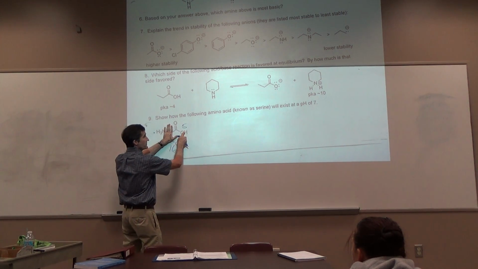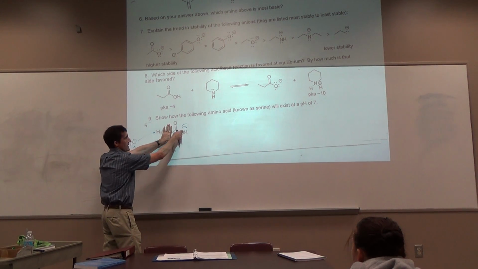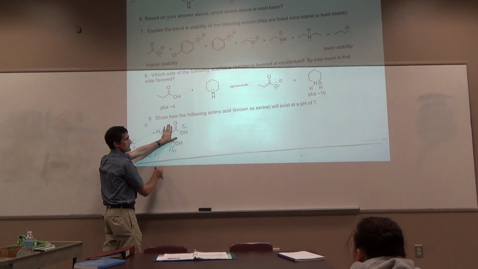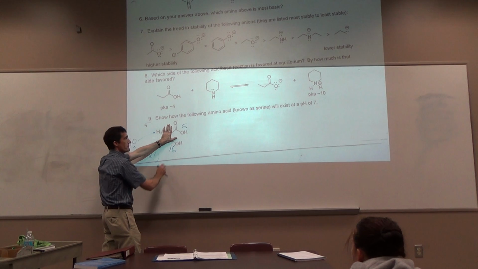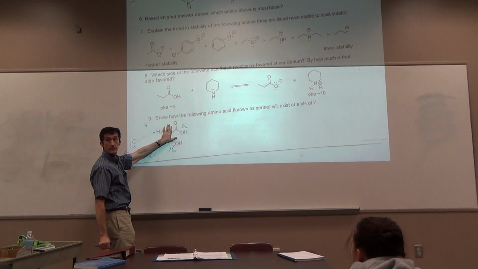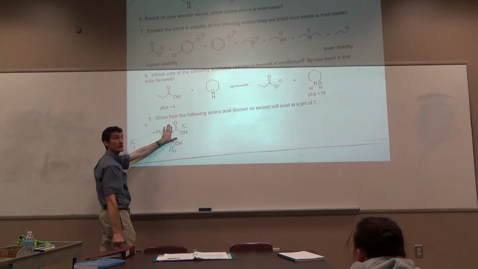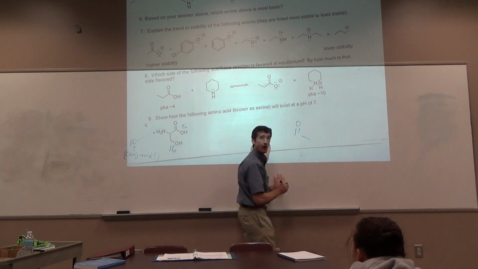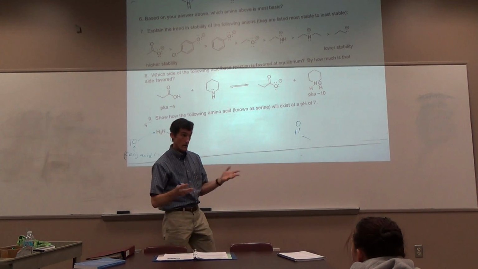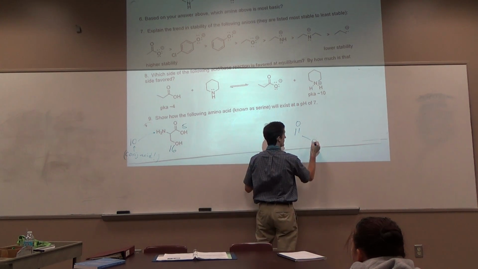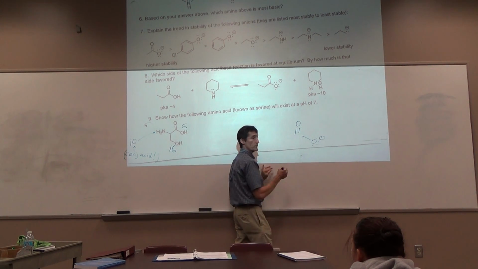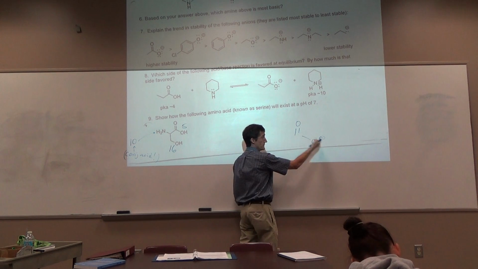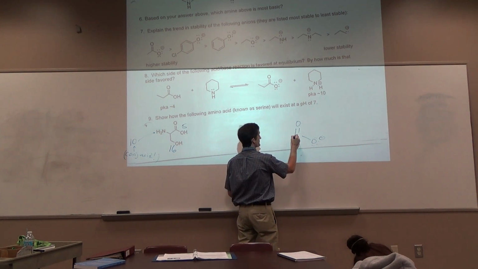How about this one? How is this going to exist at a pH of 7? An acidic species or a basic species? Basic. 7 is higher than 5. It's on the basic side. What's the basic species? You have to be able to draw it. Proton on or off? Off. What is it going to look like? That. Because when a carboxylic acid acts as an acid, it becomes this. Okay?